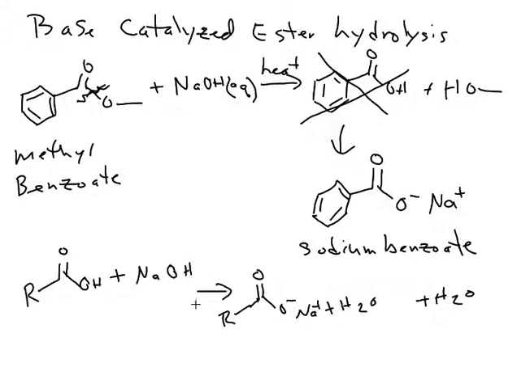And what you'll notice is that this is a single arrow. That means that because it's a strong base reacting with a weak acid, it's going to go to completion. So if you put a carboxylic acid with a strong base, you will always end up with a carboxylate salt. And this is an example of a neutralization reaction. We have an acid and a base, we make a salt and water.